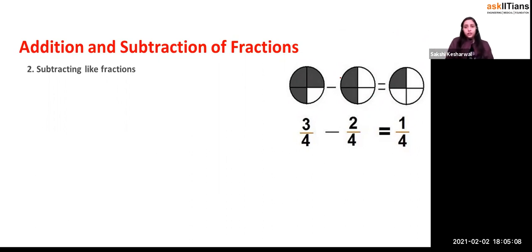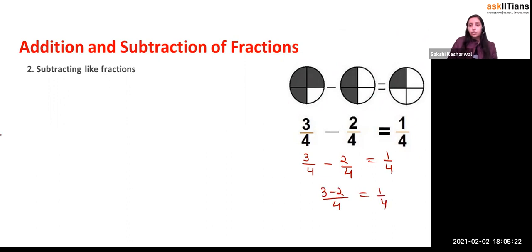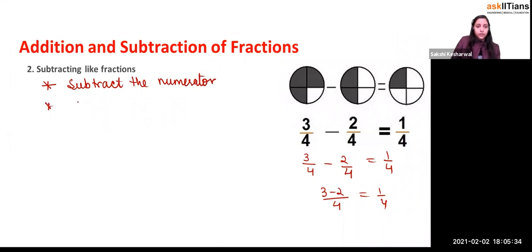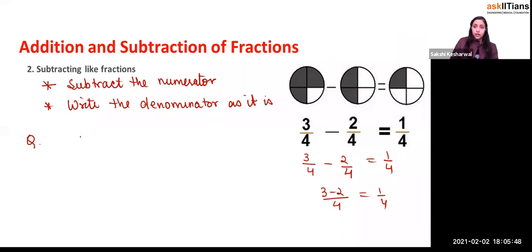Subtraction of like fractions is almost the same as the addition of like fractions. Over here, it says 3 by 4 minus 2 by 4, which is equal to 1 by 4. So 3 minus 2 divided by 4 is 1 by 4. You have to just subtract the numerators, and write the denominator as it is, right? Write the denominator as it is.